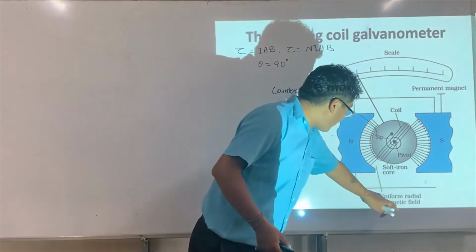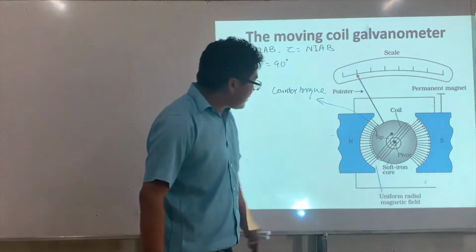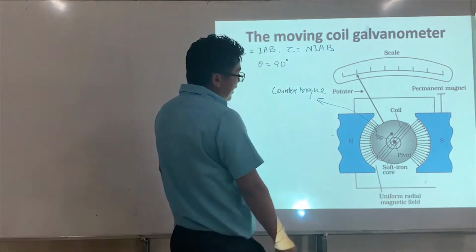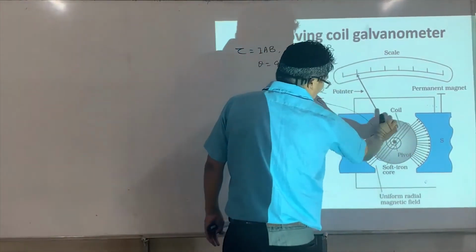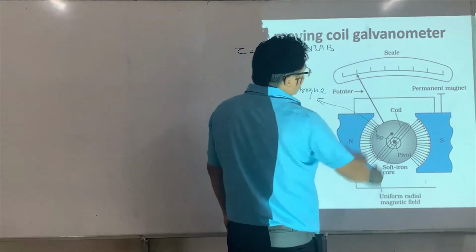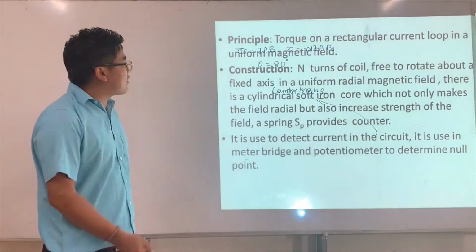So we have the uniform radial magnetic field, the permanent magnet, a cylindrical soft iron core, pointer, scale, and so on, right? So this is what we have.